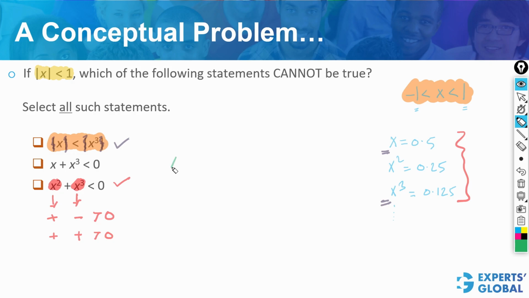For example, when x is equal to negative 0.1, you will see that this part is negative, the second part is also negative, and therefore the sum is negative. Therefore, the second choice must be eliminated. A and C are the correct answers.